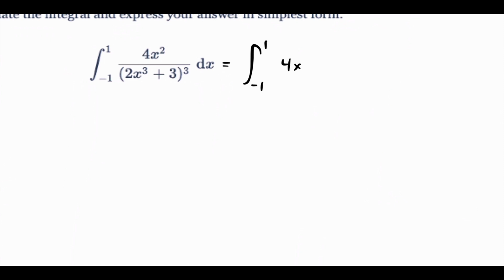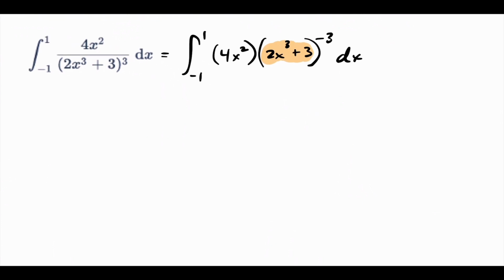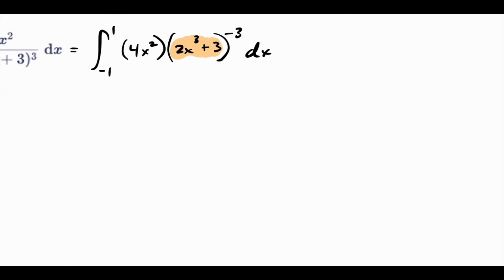So we have 4x squared, and then I have 2x to the third plus 3 to the negative 3 power dx. Which one's going to be u and which one is going to be not u? The one with the bigger power is always going to be u. In that case, that's this one. This is going to be u. You're doing exactly what you did the last couple days. You guys did it quite a bit. This part hasn't changed. Plus 3.